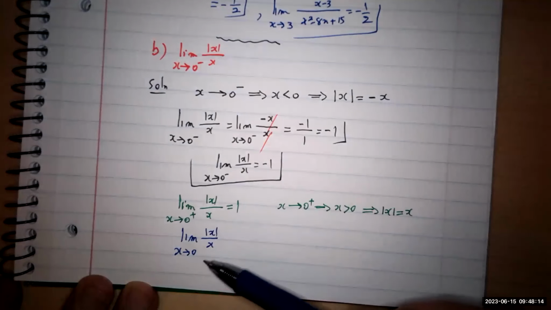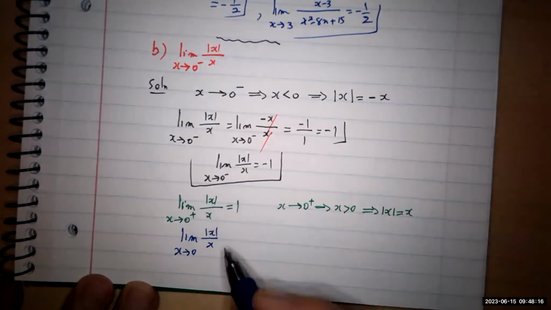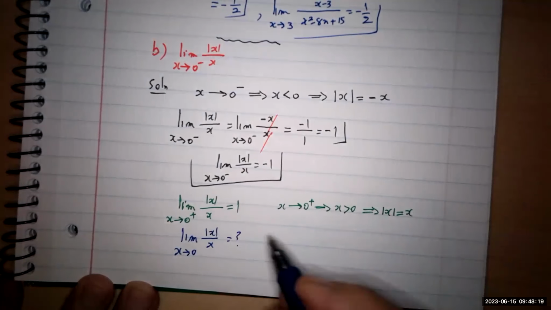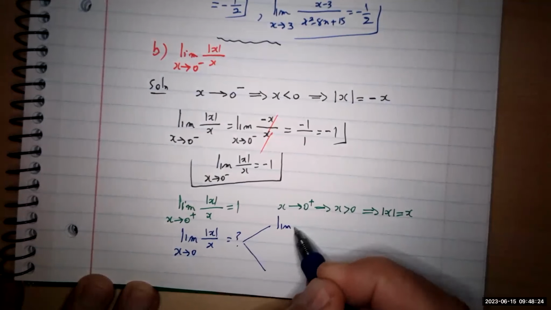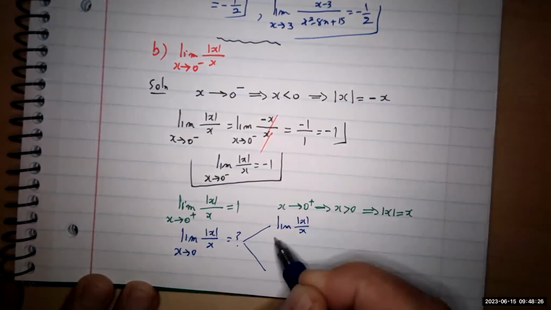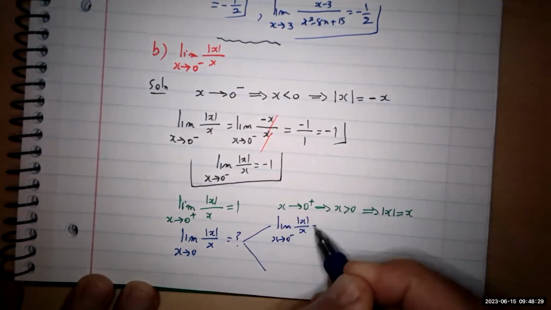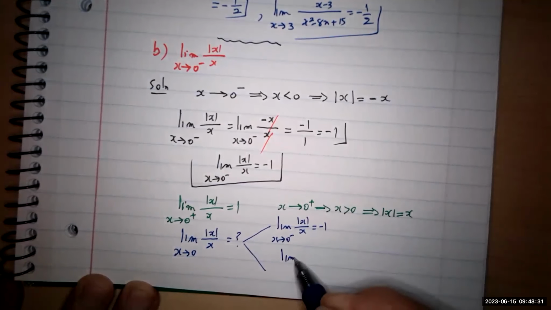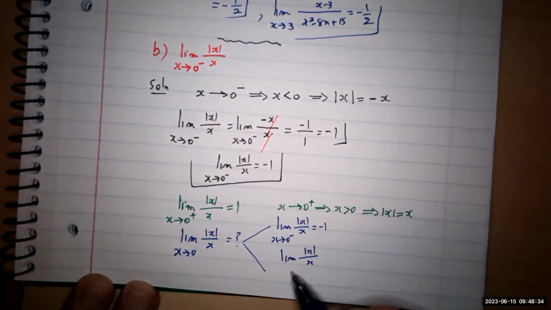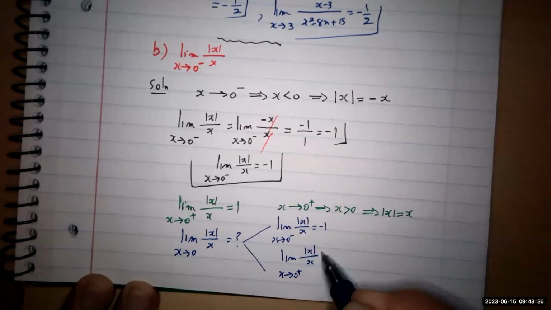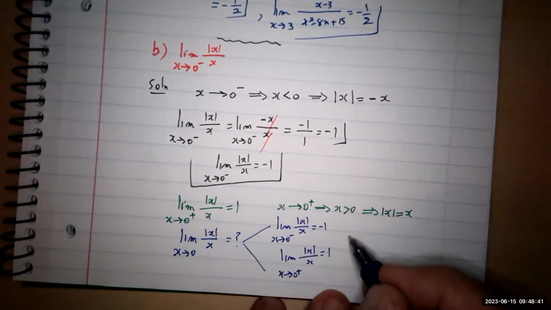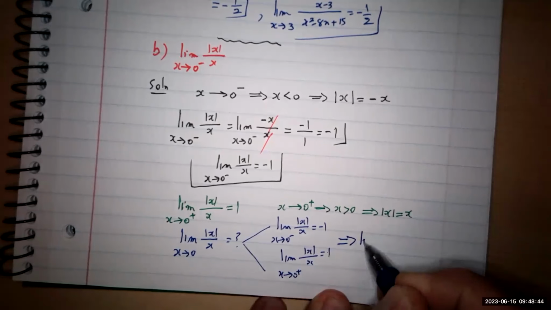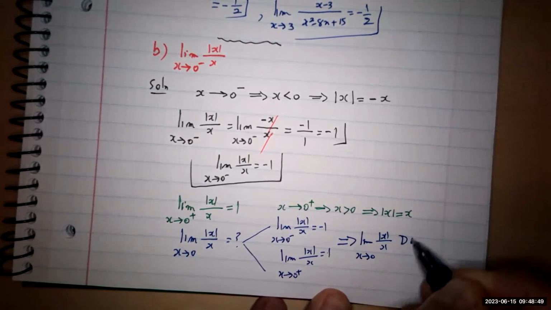So I want to find this one. If you want to find this, the answer would be, you are going to break it in 2 parts. You say that the limit of the absolute value of x over x, as x goes to 0 from the negative side, is negative 1. And the limit of the absolute value of x over x as x goes to 0 from the positive side is positive 1. So the right and the left limits are not the same. So the conclusion is that the limit, when x goes to 0, does not exist.